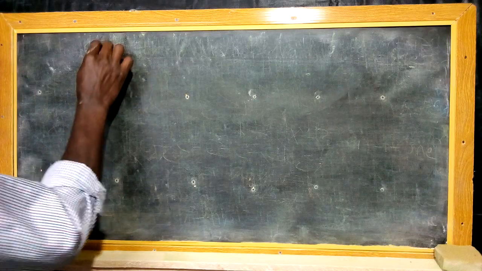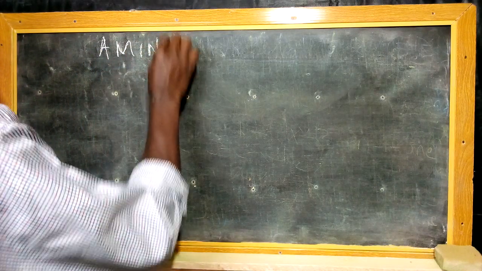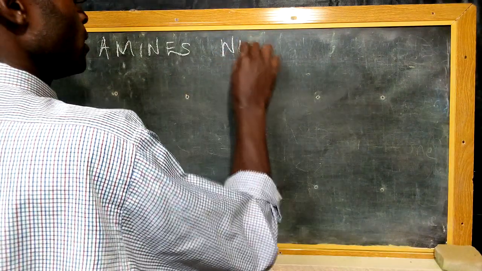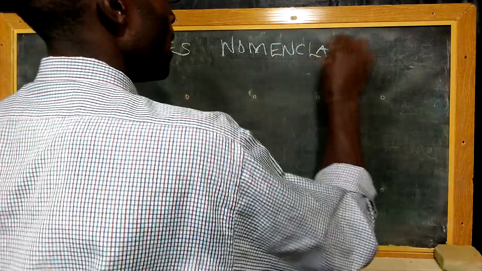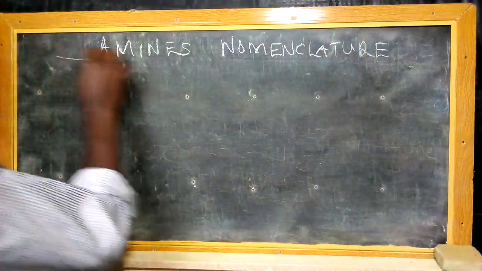As we have said, today we are going to look at a different class of organic compounds, and that specifically will entail the naming of this class of organic compounds. And as we have said, we shall look at the different examples of amines and how they are given their IUPAC names.